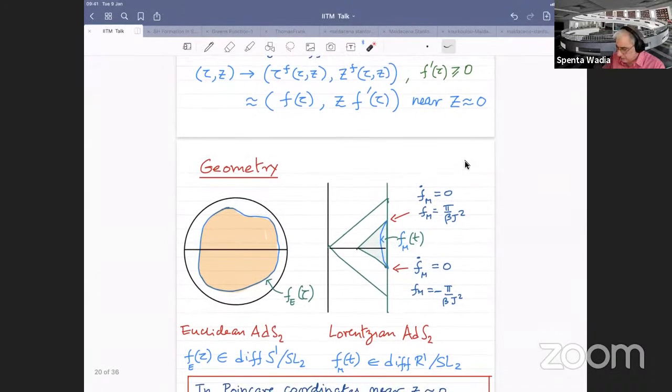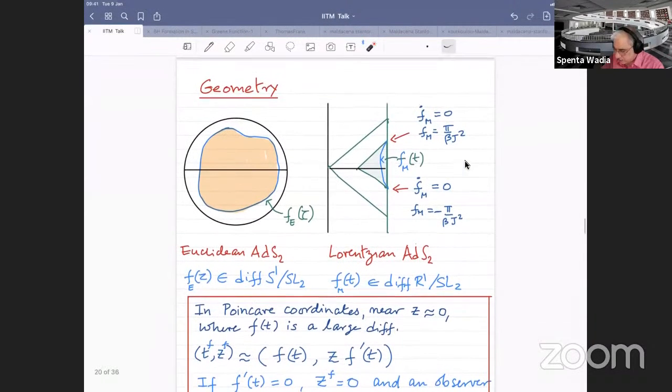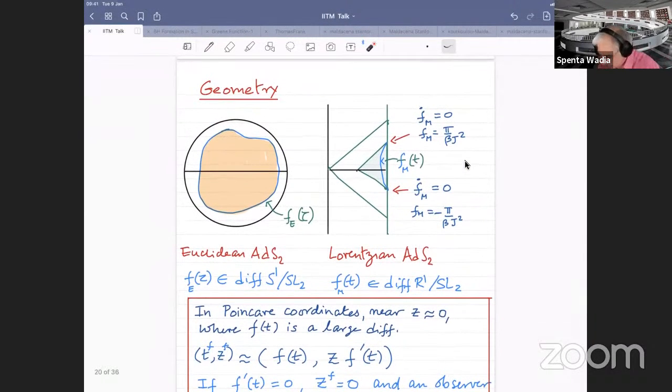So let me take this slide and just draw pictorially. This is the Euclidean version. This is the Poincare disk. And some region is cut out over here with a certain boundary. And we are talking of the diffeomorphisms of this boundary. And the Lorentzian picture is over here.